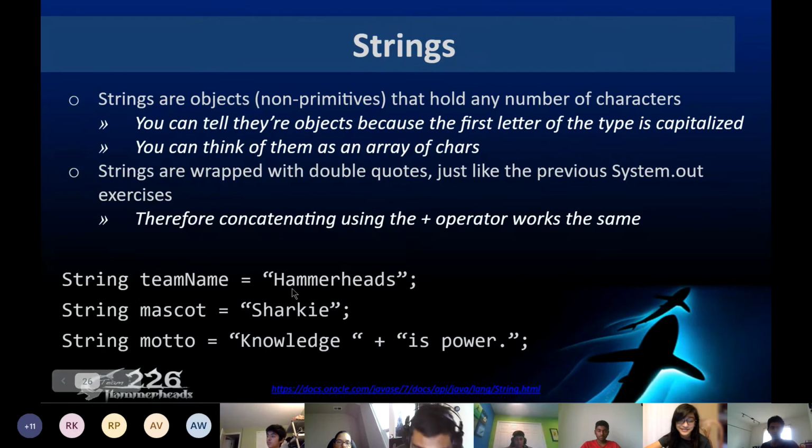Here's an example. String teamName, and our team name is Hammerheads, but make sure you add the quotations or else you'll get an error. String mascot is equal to Sharky, and String motto is "knowledge " plus "is power". If you print this, it would print knowledge is power because you're adding both strings.